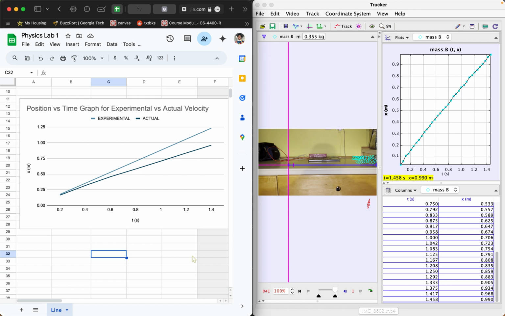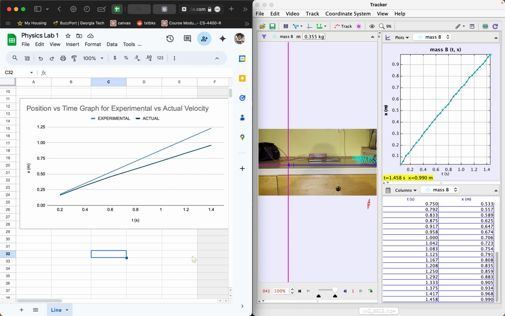So the key principle here is Newton's first law, which again states that an object will remain in motion with constant velocity unless acted upon by a net external force. In this case, small forces like air resistance and friction slightly affected the observed motion, but the overall behavior remained close to the constant velocity as shown by the graph.